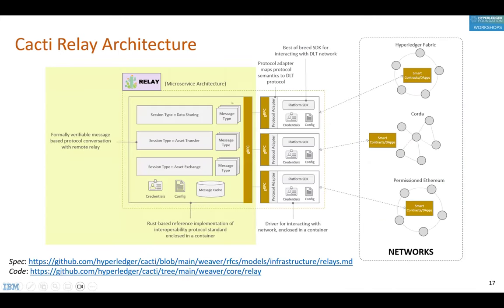So the Cacti relay architecture, we have a more complex version of this if you go to the RFCs here. But in a simplified version, you have the relay that is supporting multiple protocols and different message types. It has a message cache configuration, and so on. And you can plug in different drivers. These are, like I said, connectors. You can build one for Fabric, one for Corda, and so on. Each of these will connect to a particular DLT network that needs a driver of that particular type.